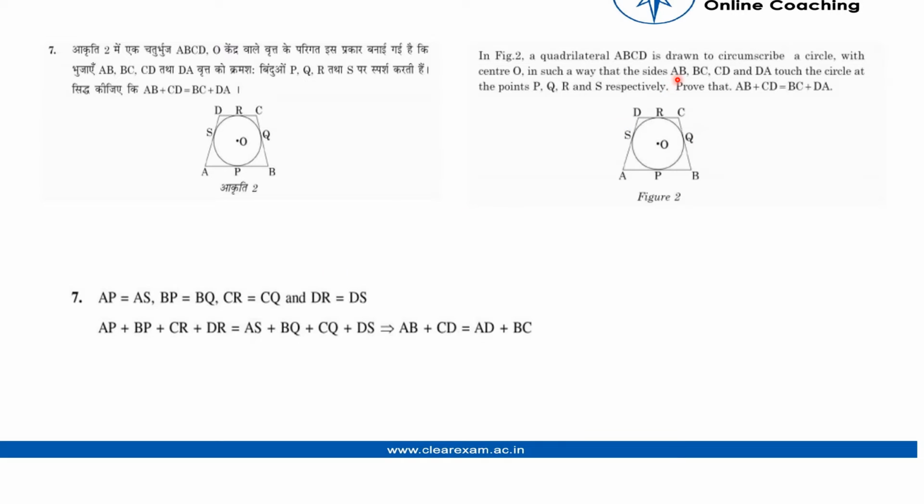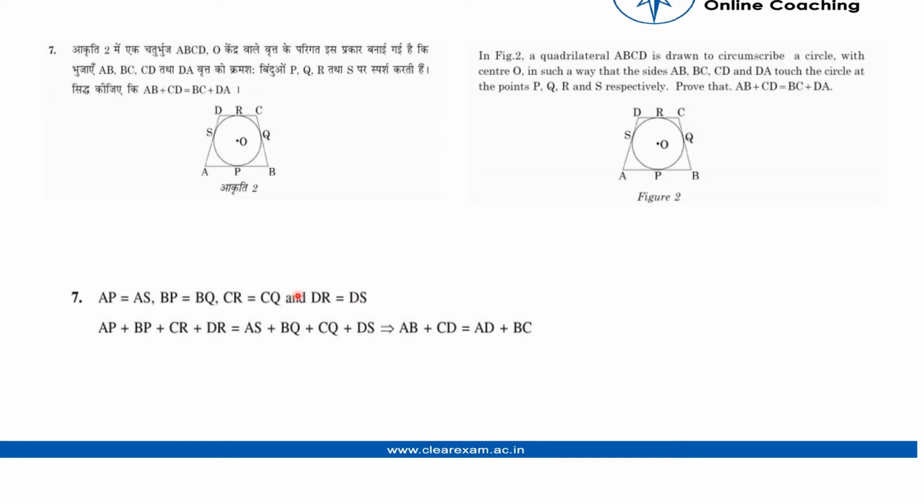So since each vertex, that is A, B, C, D, has tangents to the circle, and we know that the tangents from a common point to a circle are equal in length, we can say that AP, that is this line, is equal to AS, and BP, that is this, is equal to BQ, and similarly CR equals CQ, and DR equals DS.